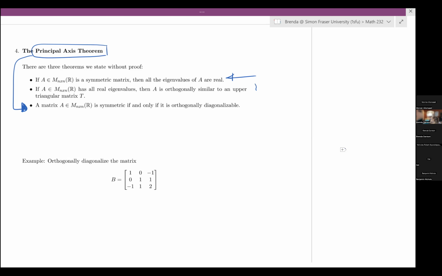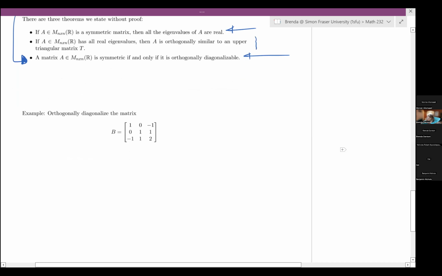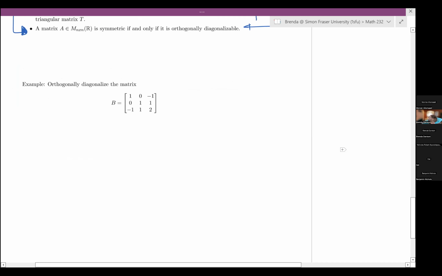Let's just leave this one aside for a sec. We're not really using that. And then here's the one that we used. And it goes in both directions. So this is an if and only if. So if the matrix is symmetric, then it's orthogonally diagonalizable. If it's orthogonally diagonalizable, then it's symmetric. That is your necessary and sufficient situation.